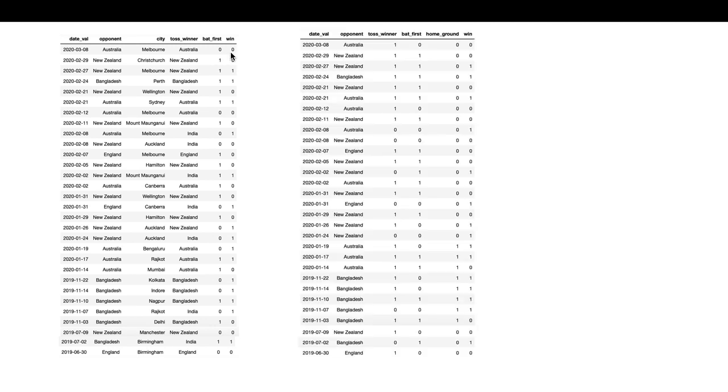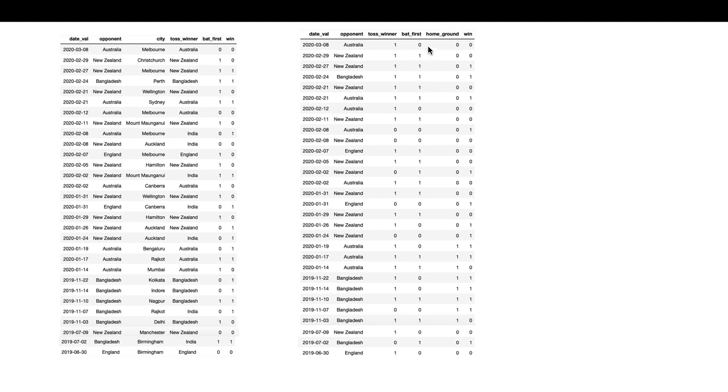We will have more on these conversion techniques later on, but for now we need to convert another column also, that is the city column. I convert it into a column called home ground. If it's played in India, we consider 1, and if it's played outside India, we consider 0. This is a bit of a simplification, but for our initial understanding of decision tree, we will take this simplified scenario.